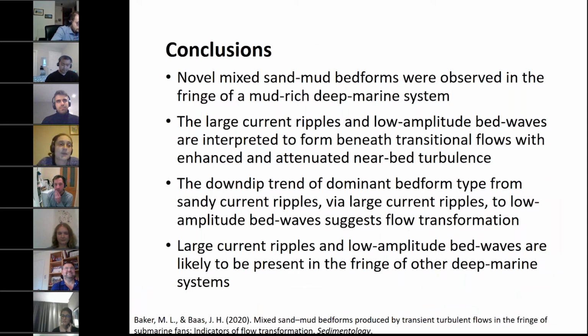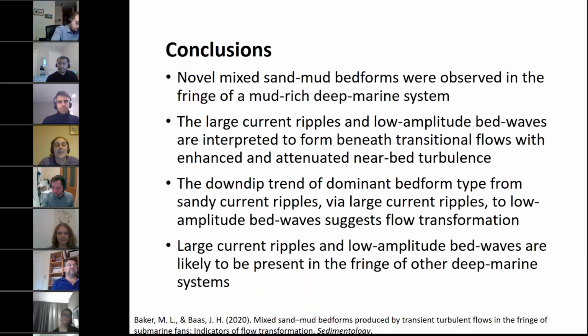So to conclude, I've shown you these novel mixed sand mud bedforms that we observed in the fringe of a mud-rich deep marine system. We interpreted the large current ripples to form beneath transitional flows with enhanced near-bed turbulence, whereas the low amplitude bed waves were interpreted to form beneath flows with attenuated near-bed turbulence. The down dip trend in dominant bedform type from sandy current ripples via large current ripples to low amplitude bed waves suggests flow transformation to increasingly turbulence modulated cohesive flows.